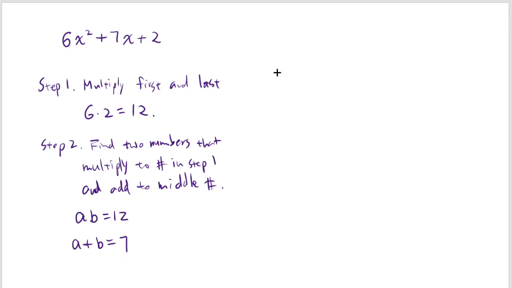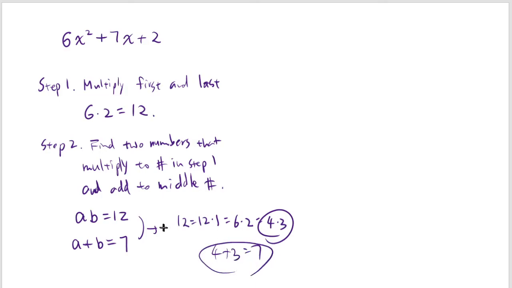Okay, and how do we find the two numbers? Well, think about all the possible ways 12 can be broken down. 12 is 12 times 1. It's also 6 times 2. It's also 4 times 3. And check that 1, 2, 3, 4, 6, 12 are all the possible divisors of 12. So that's the only way. And among them, the ones that add to 7 is this one. 4 plus 3 is 7, right? So we know that a should be 4 and b should be 3.